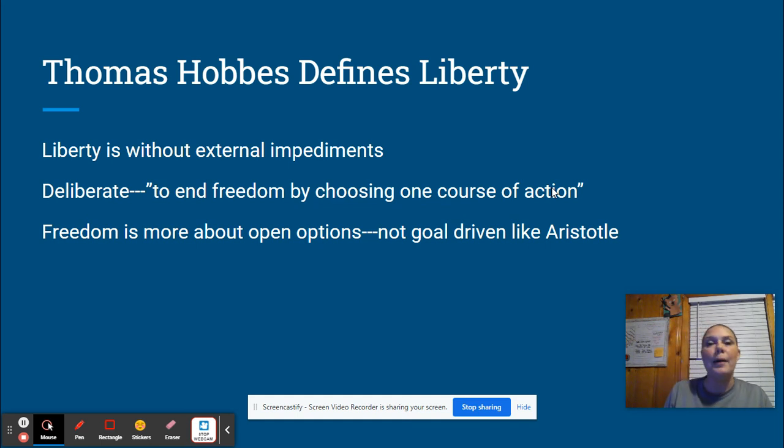So in other words, freedom had more to do with keeping your options open for Hobbes than with choosing one course of action and performing it. So hopefully this will help you keep these two definitions separate.